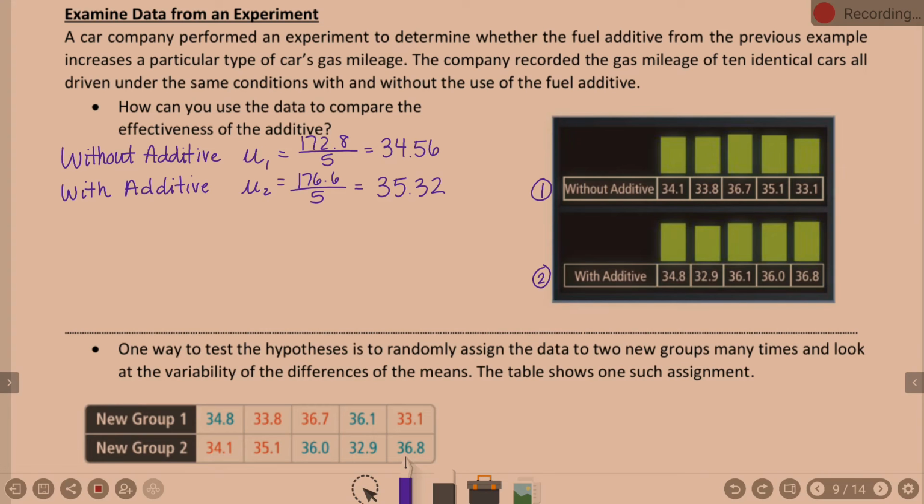The mean with the group with the additive is higher. The group with the additive, the mean with the additive is a little bit higher. Is it a lot higher or a little higher? A little higher, right? Okay.